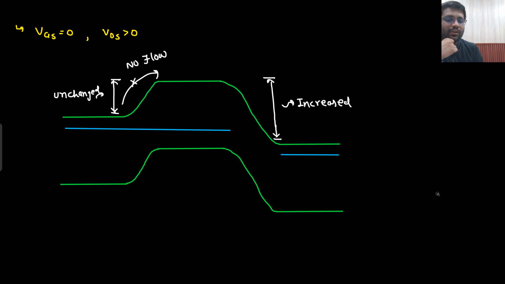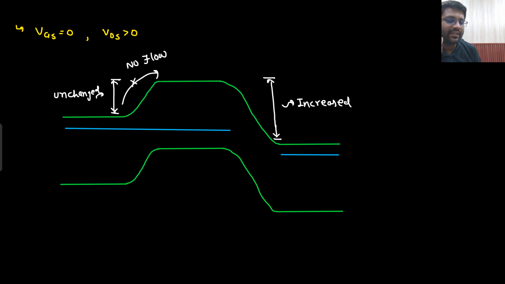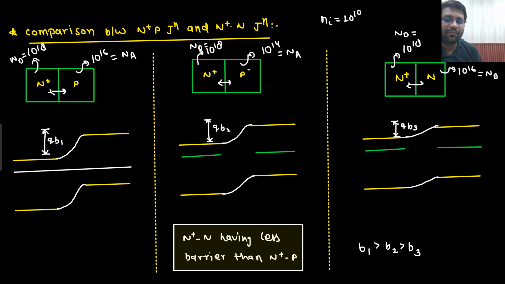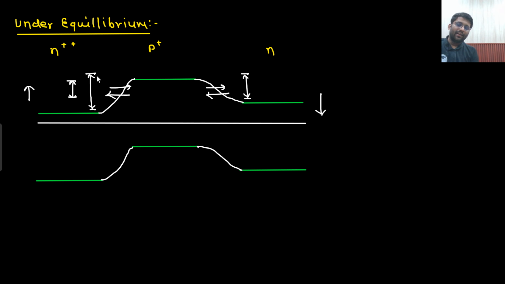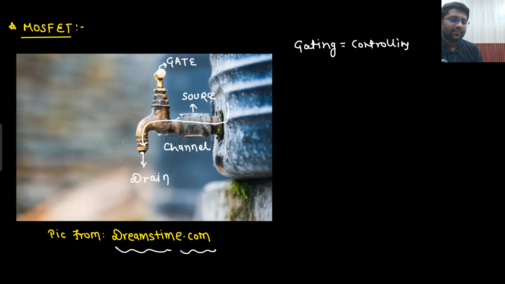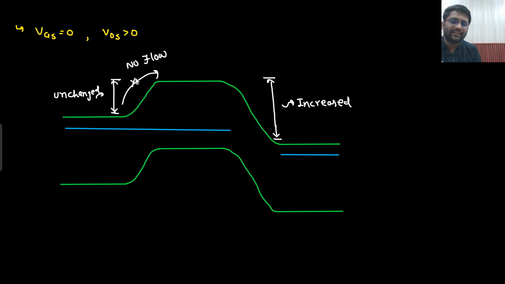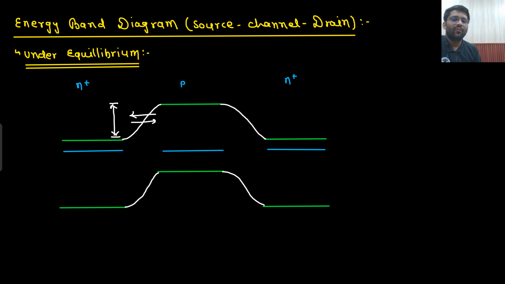Now, what do you think we should do? Some guy would be thinking that, sir, I have increased this one, right? And I have studied BJT. In BJT, what we used to do was reduce this barrier. How did we reduce it? By applying some forward bias here. So, sir, now our target is to reduce this barrier, because this barrier was unchanged. How can we reduce this barrier?